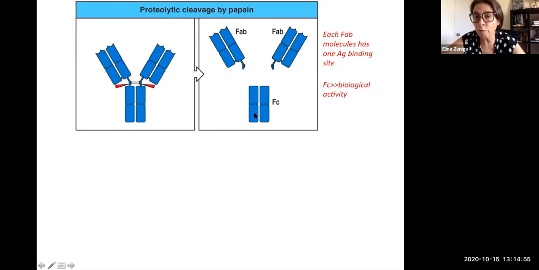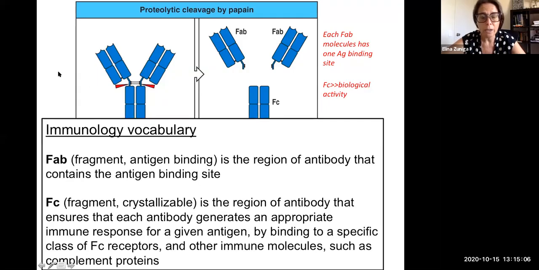And the FC region is what gives the antibody activity, and we will learn more about it. But that's a terminology that you need to know, because we will be referring to it. So FAB is called the fragment that has the antigen binding site, and is the region of the antibody that contains the antigen binding site.